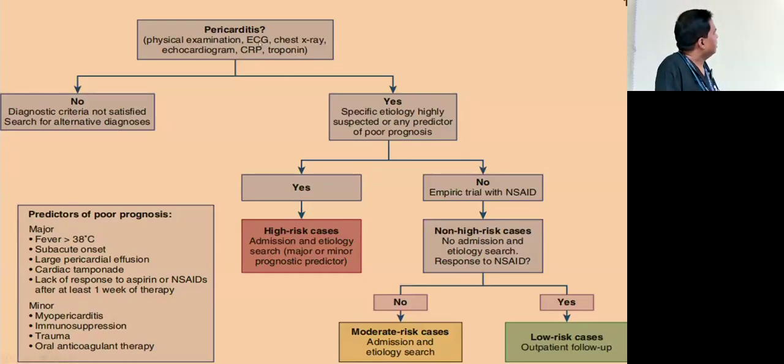So if there are symptoms and signs of pericarditis and the etiology is highly suspected, then if the patient is sick, you admit. If the patient is not that sick and is hemodynamically stable, we can even give an empirical trial with NSAIDs and follow up on an OPD basis if it is a low-risk case. But if the patient is not recovering and is deteriorating, then it is better to admit and search for the etiology.